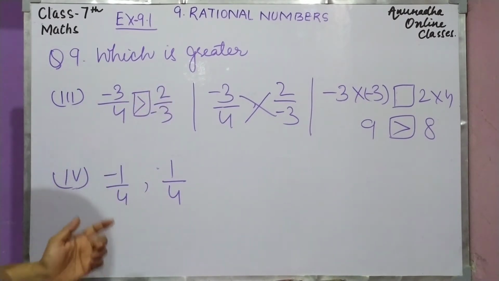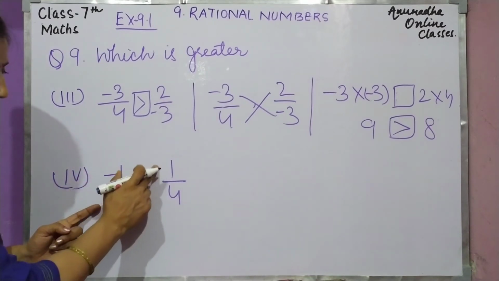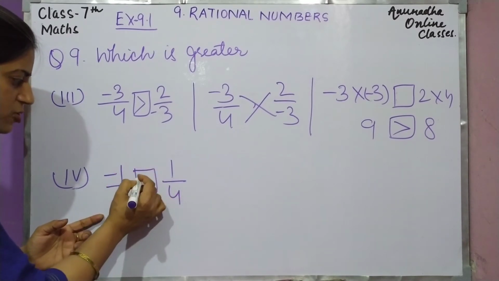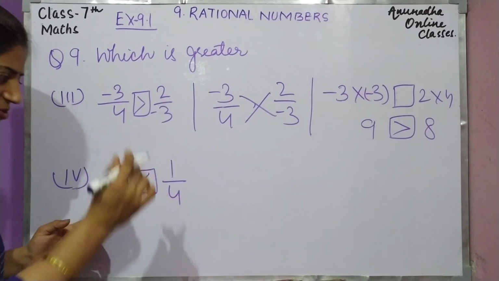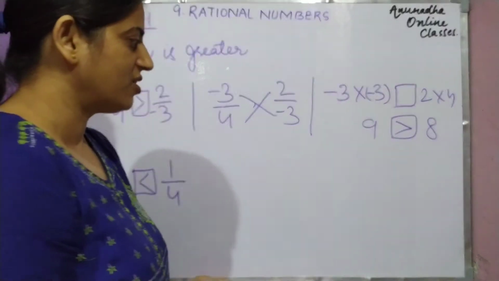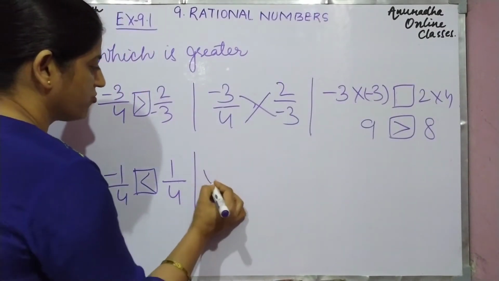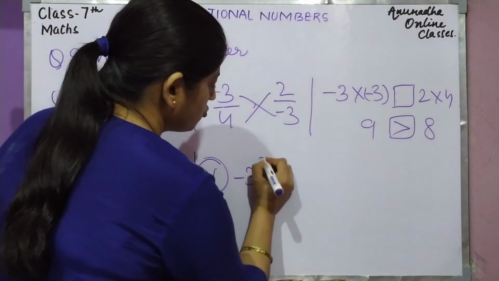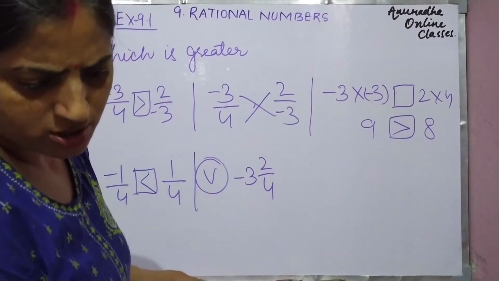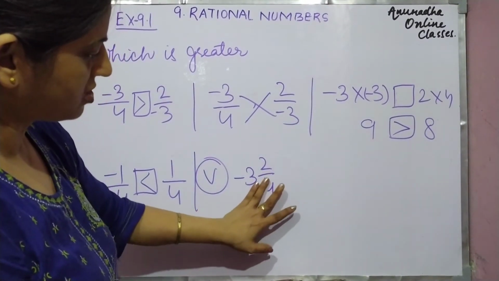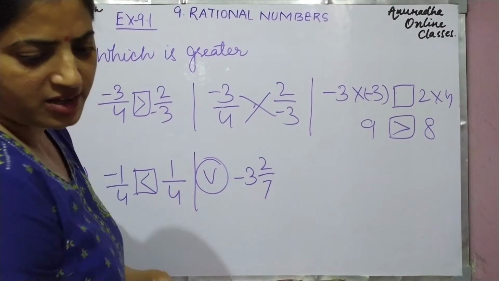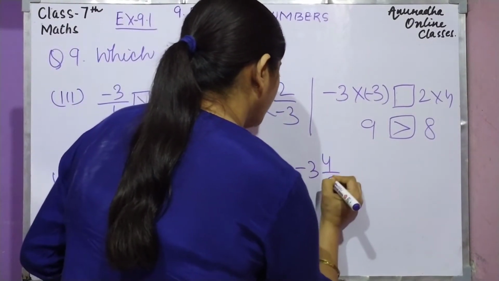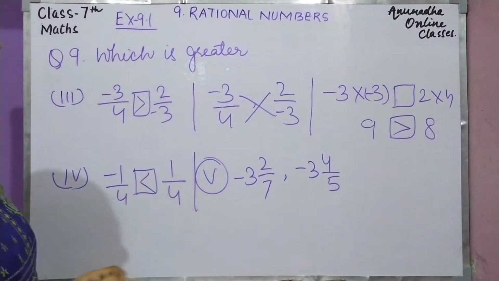Next, as you can see, first is minus 1 by 4 and plus 1 by 4. Denominators are same, so directly just put this is less and this is greater. A positive rational number is greater than a negative rational number. Let's come to the fifth part. The fifth part is minus 3, 2 by 7 and minus 3, 4 by 5. So children, look here. Firstly, what you have to do?